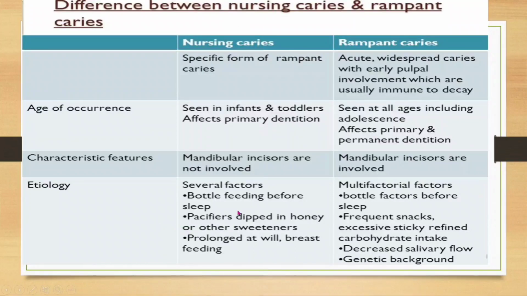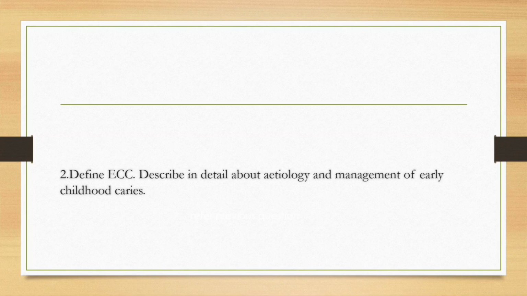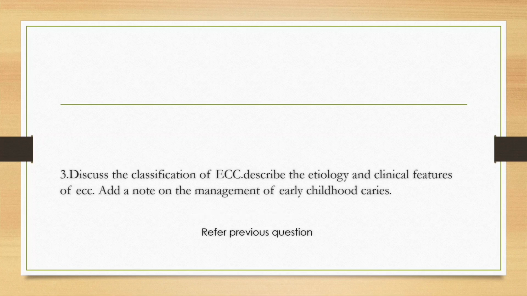Etiology: nursing caries is basically due to bottle feeding before sleeping, applying pacifiers, or prolonged breastfeeding. Whereas for rampant caries, the etiology could be multifactorial: bottle factors, frequent snacking, excessive sticky carbohydrate intake, decreased salivary flow, or genetic background. Now we have the same question being repeated: ECC, describe in detail the etiology and management. And the next question, the same, but clinical features are there, and again management.